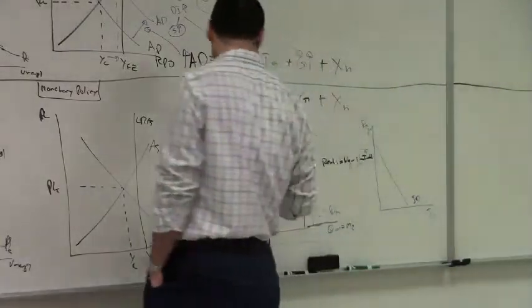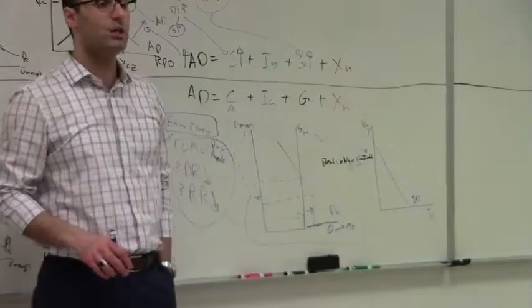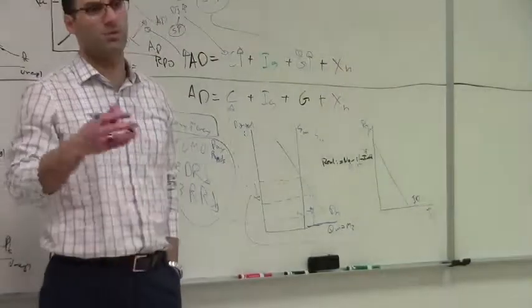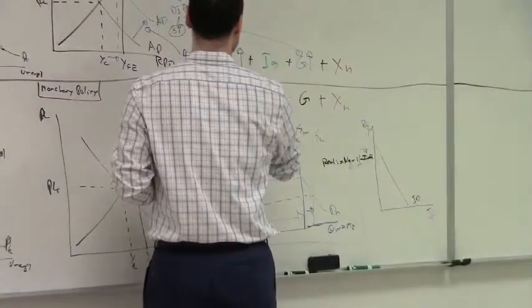So if the interest rate that they're paying on their financing for those items is lower, the price of those cars or the appliances or houses are lower. Therefore, they're going to buy more of it. So consumption will go up.